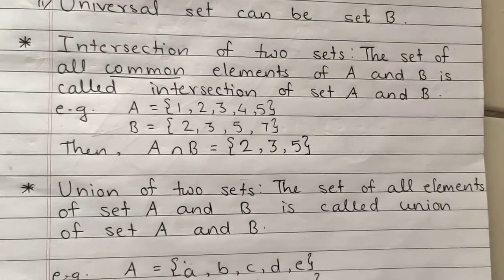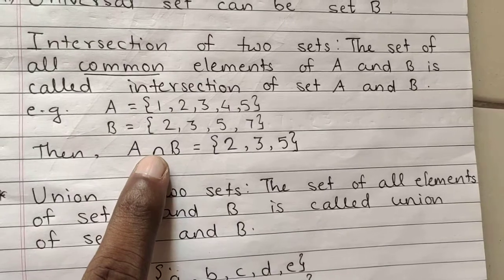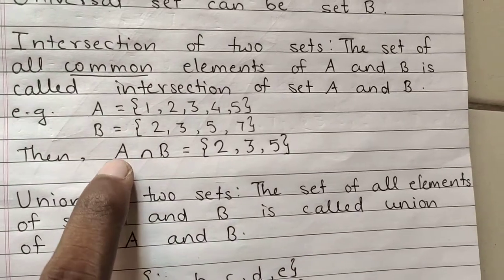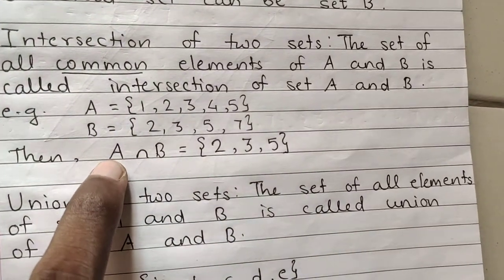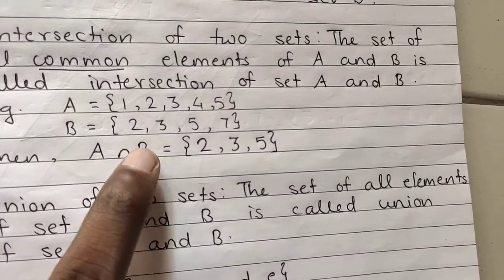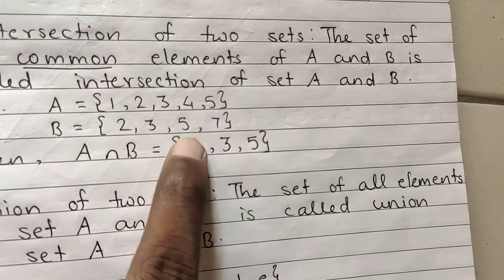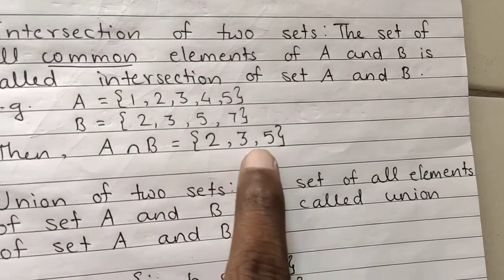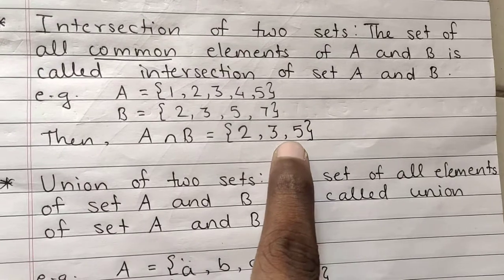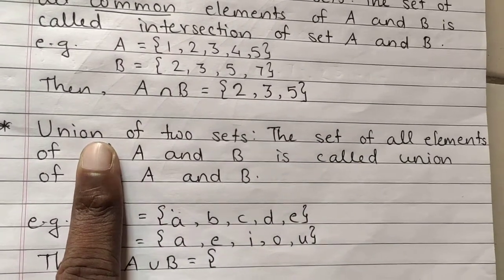Okay. So understood what is intersection? Remember, whenever you are writing the intersection of two sets, you have to write those elements which are in A and also in B. That is common in set A and set B. So in this case, we have 2, 3 and 5 common in both the sets. So your answer is 2, 3 and 5. Okay. Now we will move forward and we will see what is the union of two sets.